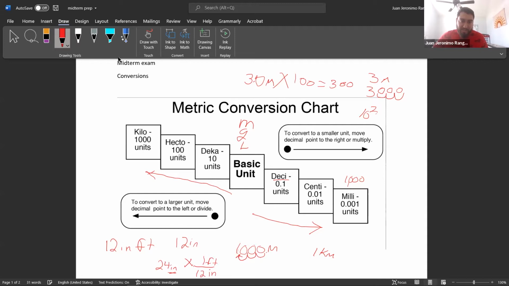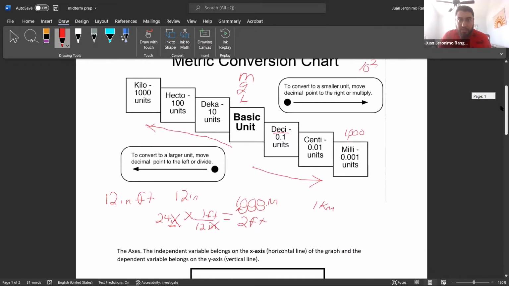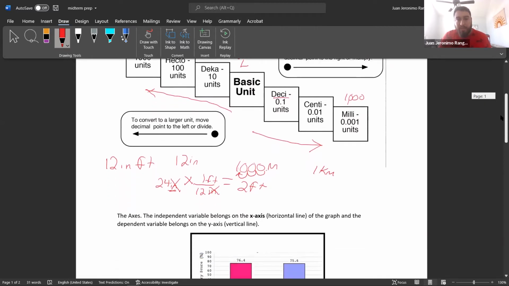So that's a 1. Sorry, it's kind of hard to use this pad. So you will multiply 24 by 1 and divide by 12. You get 2 feet. Inches crosses out. Yeah, so every time that you're trying to get rid of a unit, you put it in the denominator, and that's how you get rid of it. Okay. So you will be asked to do conversions like that on the midterm, and yeah.